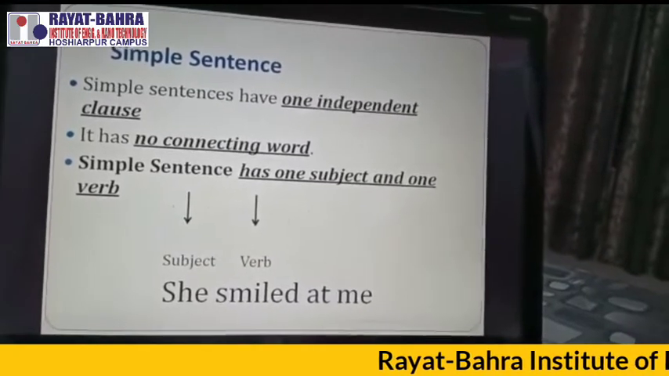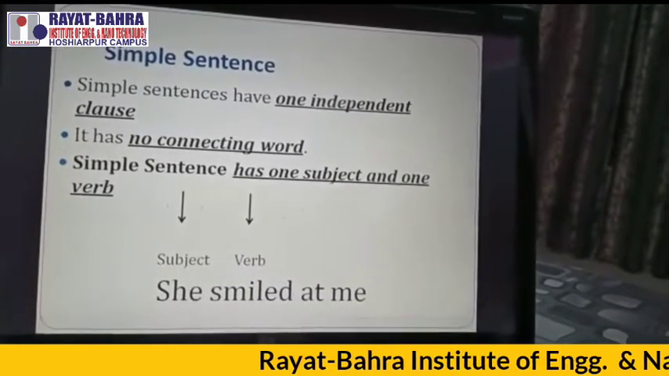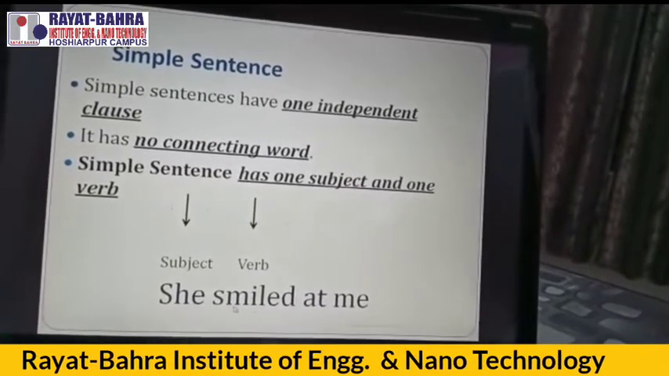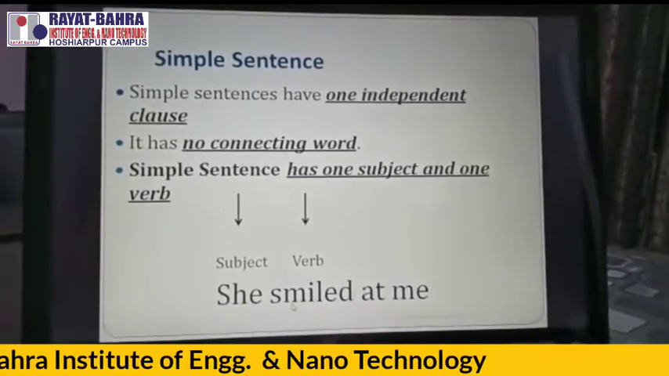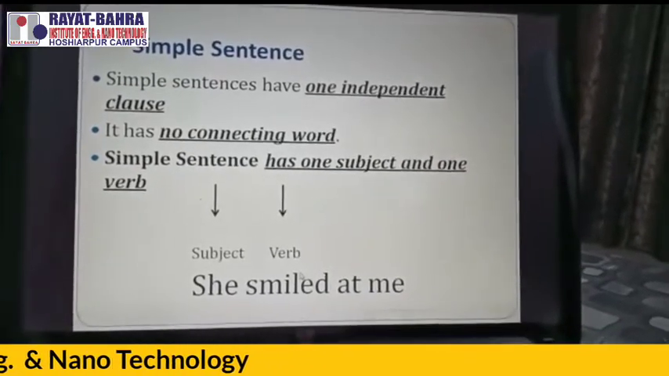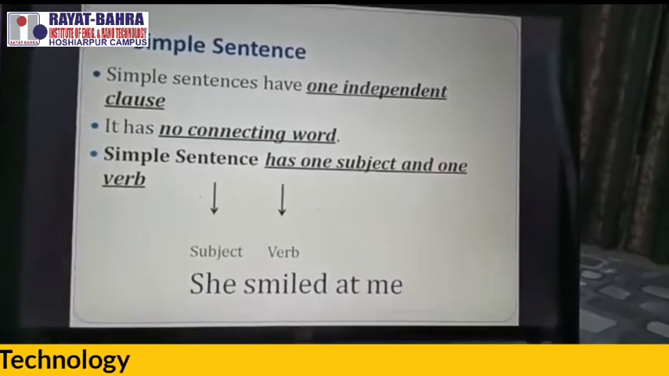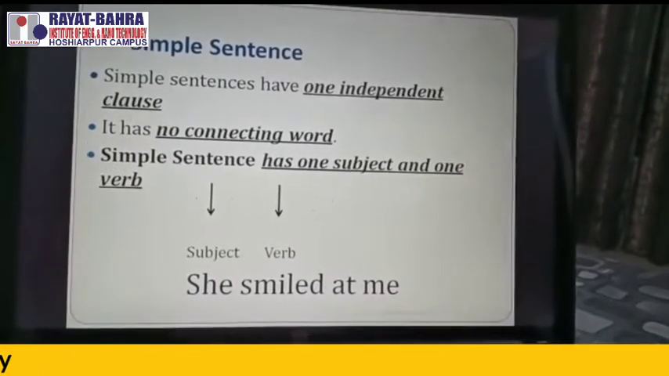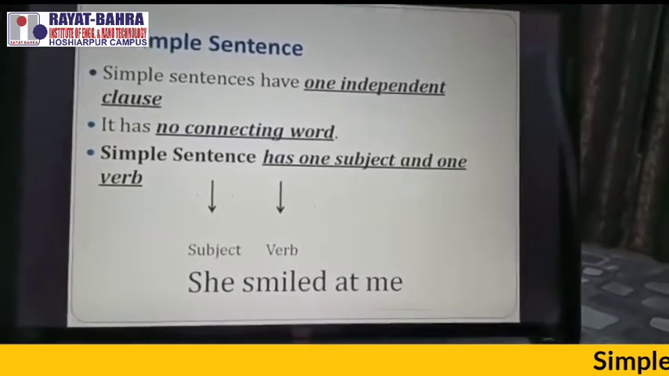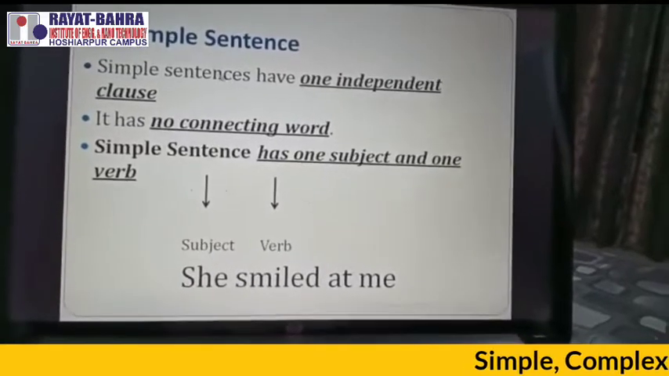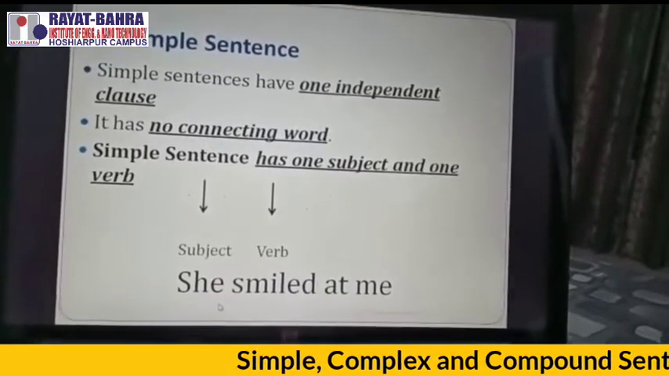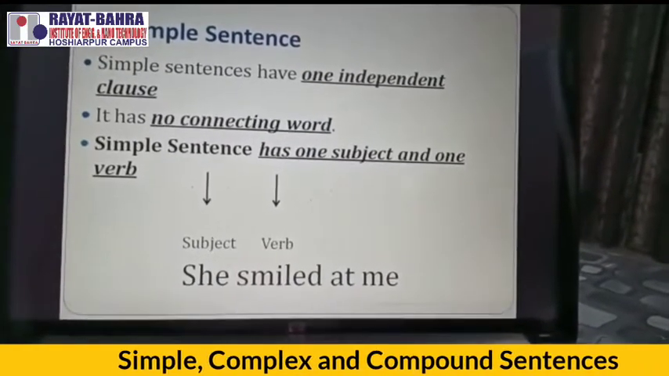Now look at the sentence which I have framed for you. She smiled at me. Here you look at the words she and smiled. She is the subject and smiled is the verb. So in this sentence there is only one subject and one verb. This sentence is complete in its meaning. It gives a complete thought, and you will notice that there is no connecting word in this sentence. So this is a simple sentence. And one more thing, I have told you that simple sentences have one independent clause. Main clause, principal clause and independent clause are one and the same thing.